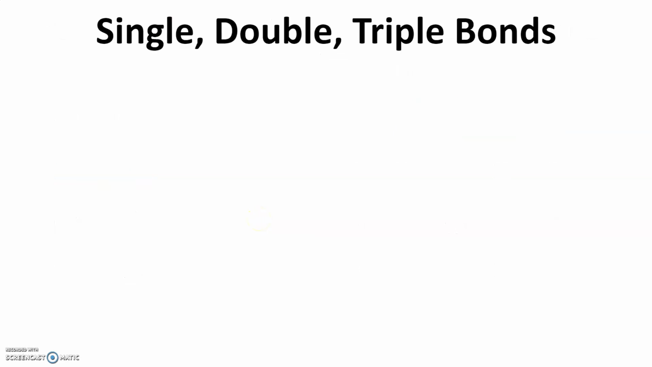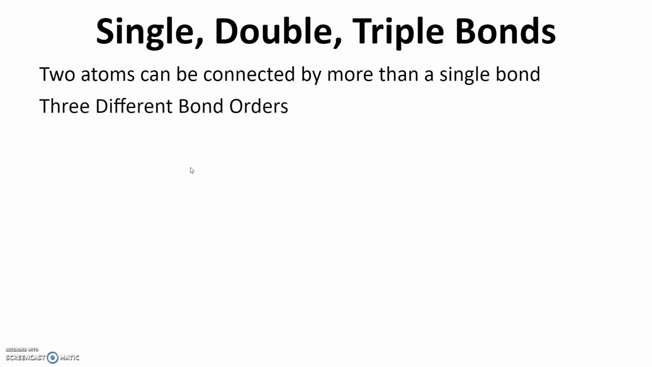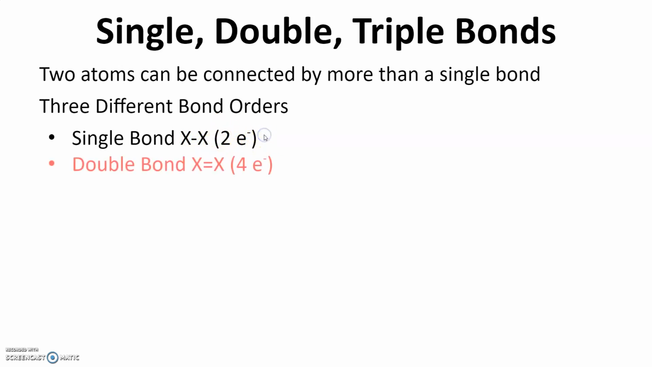All right, some other key information that we need in order to interpret Lewis dot structures is the order of the bonds. So 2 atoms can be connected by more than just a single bond, as in the examples we've seen before. They all had just single bonds. So there are 3 different bond orders that exist. One is a single bond that we've been seeing, where you have 1 line or a pair of dots between 2 atoms. And again, that represents a total of 2 electrons.